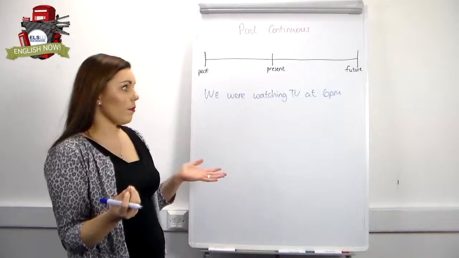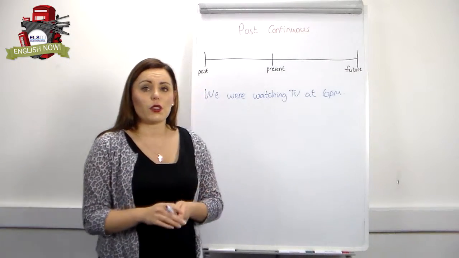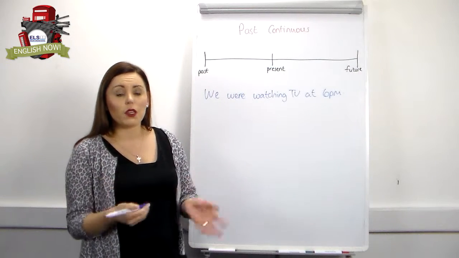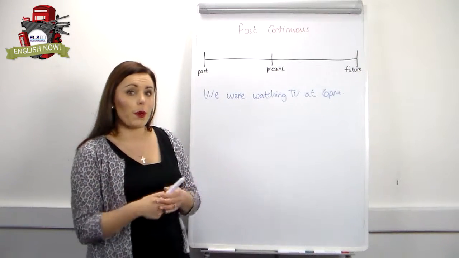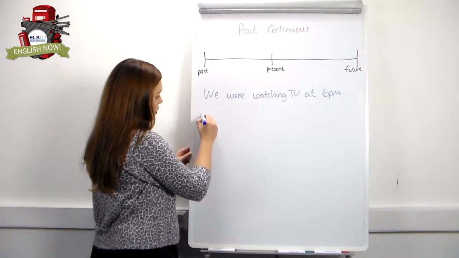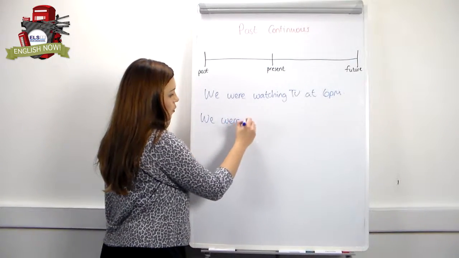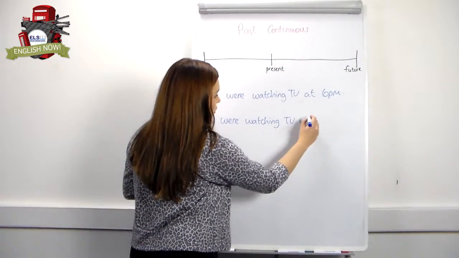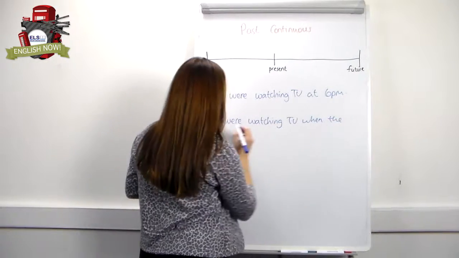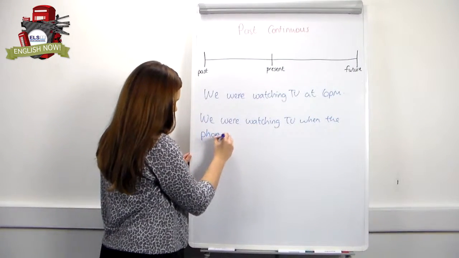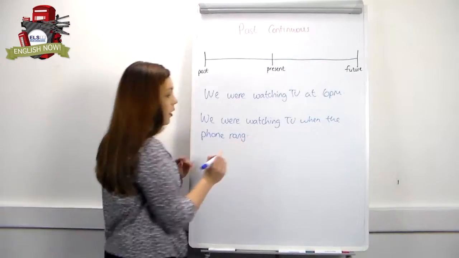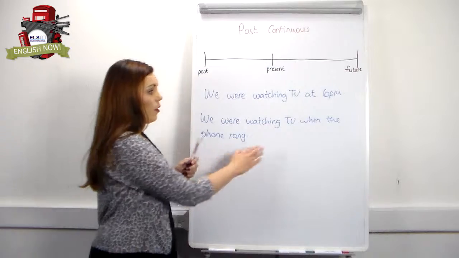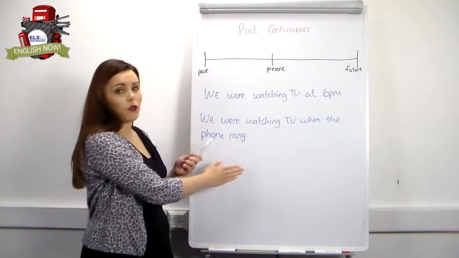6 p.m. We can also use the past continuous for longer actions that are interrupted by a shorter action in the simple past. For example, we were watching TV when the phone rang. In this one, we have two actions, both in the past: the watching TV and the phone rang.